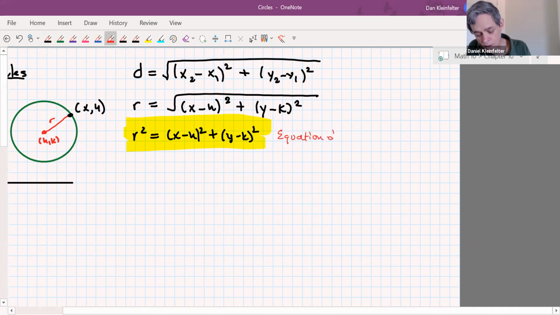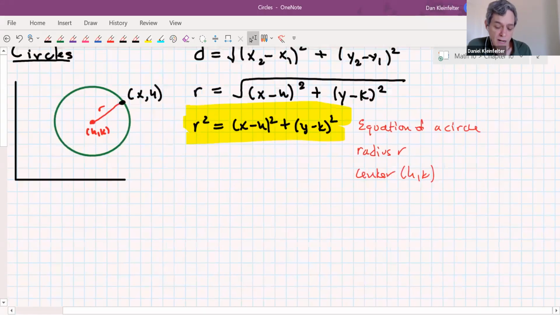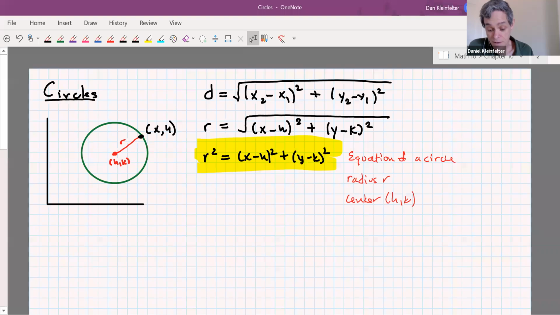And this circle has radius r and center at (h, k). Okay, and if you're good at memorizing stuff, you can memorize that. I just remember this because I've been doing this, but if you're good at memorizing things, you can memorize this.